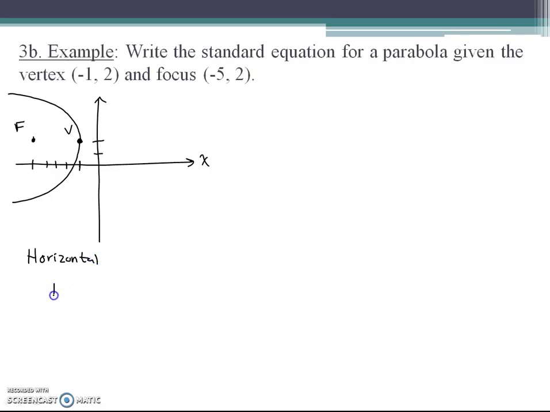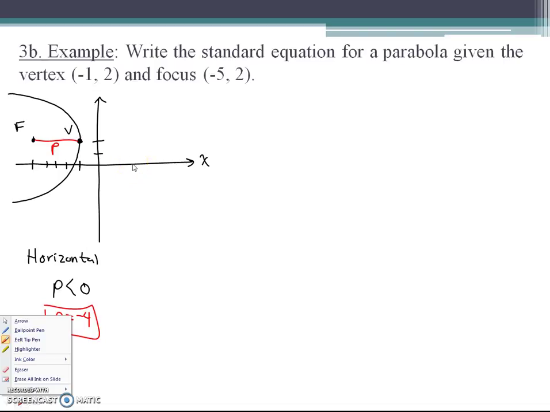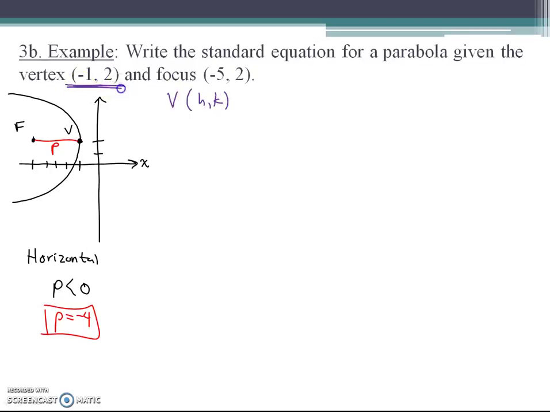The fact that it's opening to the left means that p has to be negative. In fact, p is this distance right here, so we can immediately go to p = -4 for those graphically inclined. We'll do it algebraically as well to prove that. So now let's use the vertex to find h and k. Not like you'd have to do any work, but it's nice to lay it out. Since the vertex is (h, k), our vertex is (-1, 2). It means that h is -1 and k is 2.